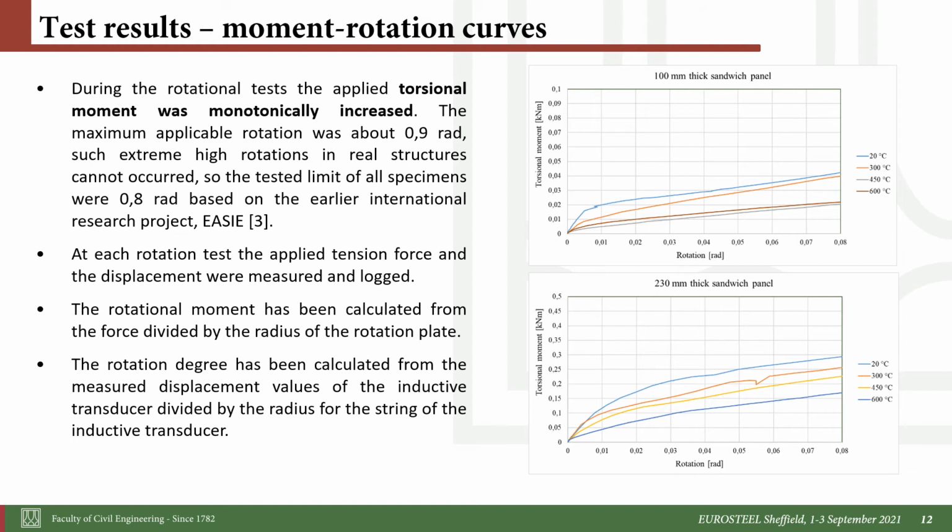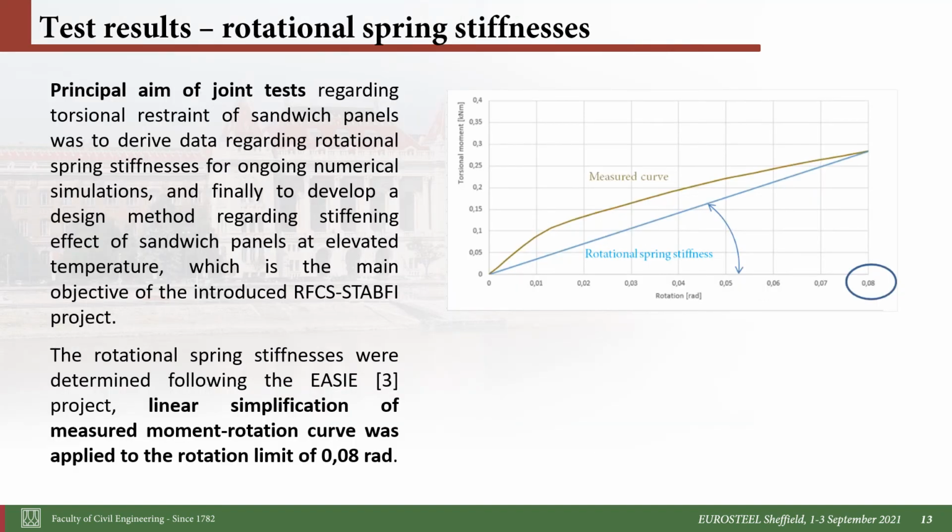What we used during the evaluation of the test results is that we measured the rotations until 0.08 radian. You can see the evaluation method. As I mentioned, the assumed rotation was 0.08 radian, and we defined a simplified linear curve until that point, and this is how we define the rotational stiffnesses.